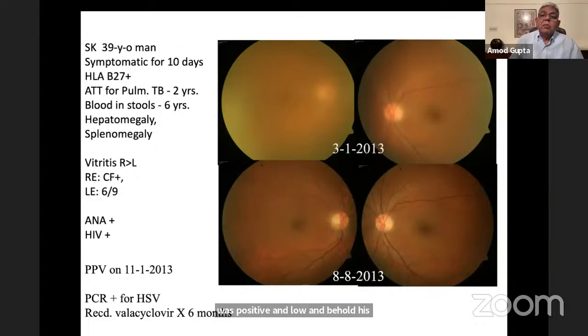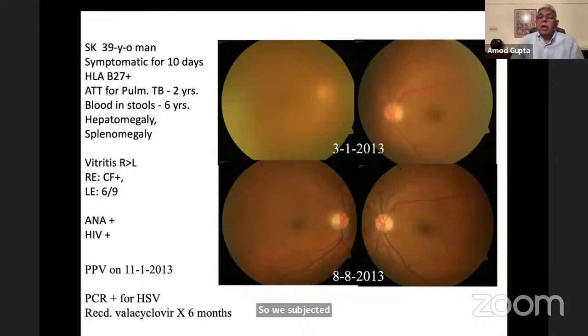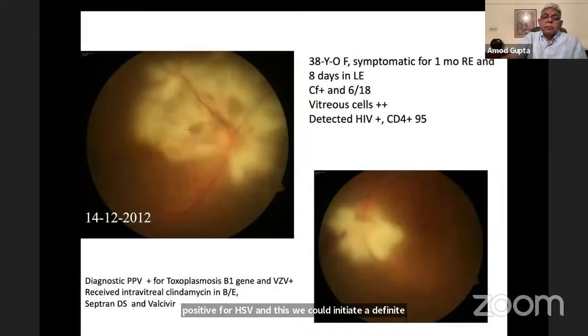So we subjected this patient to vitreous surgery because we didn't know what we were dealing with. This patient had a picture primarily of intermediate uveitis, a non-necrotizing presentation. We found that the PCR was positive for HSV, and we could initiate definitive antiviral therapy on this patient with a very happy outcome.